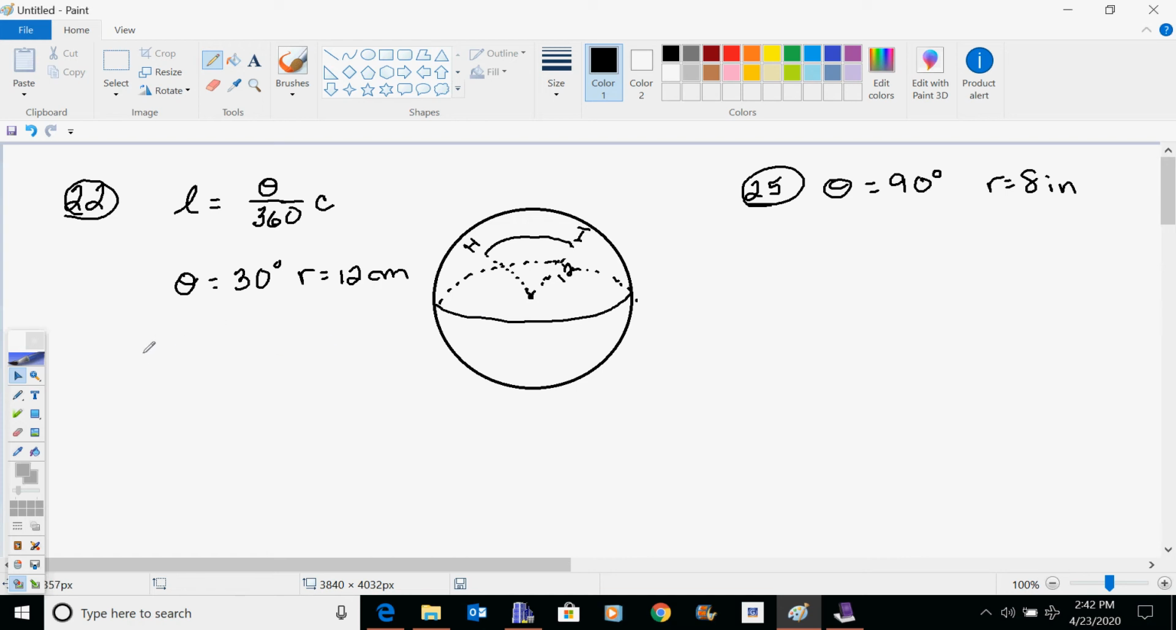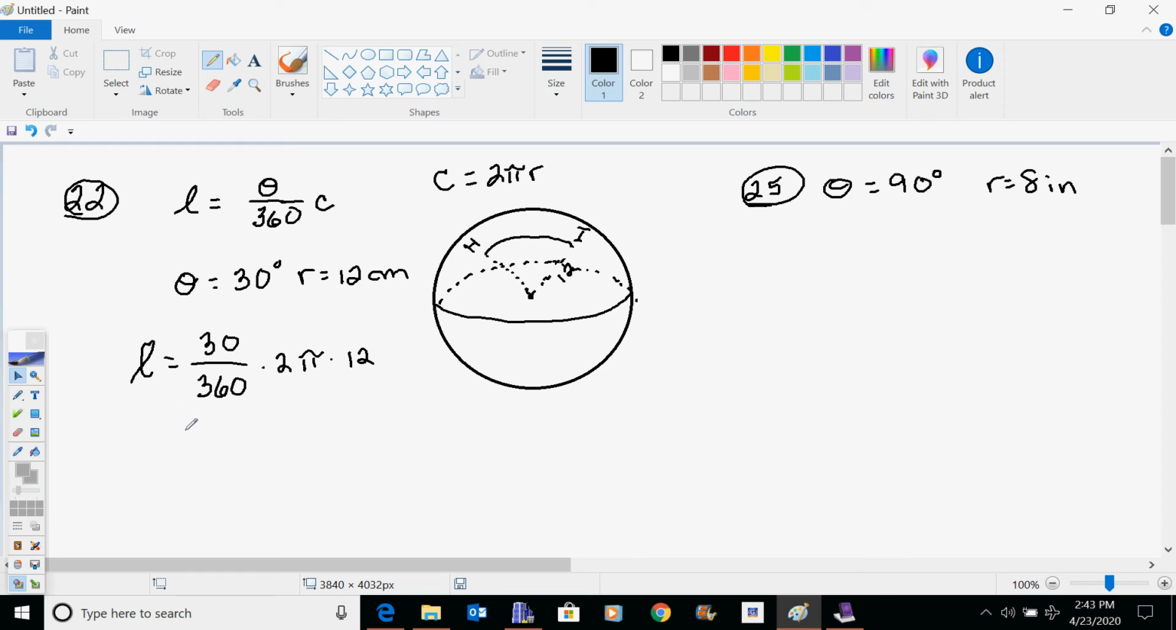So we're going to take L equals 30 over 360 times C for circumference, and if you remember, circumference equals 2 pi r, or it can equal pi d. So here we have times 2 times pi times 12. And so what you can do is you can go through the trouble of simplifying this if that makes it easier for you, or you can go straight to the calculator, whichever makes sense.